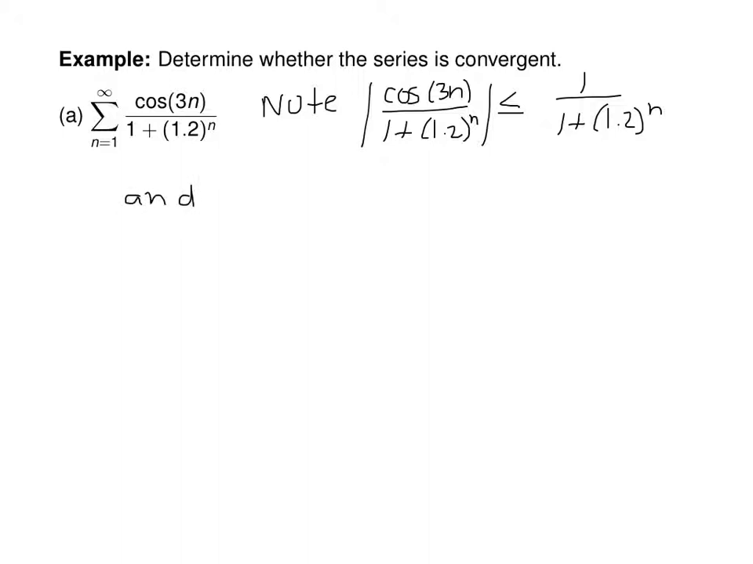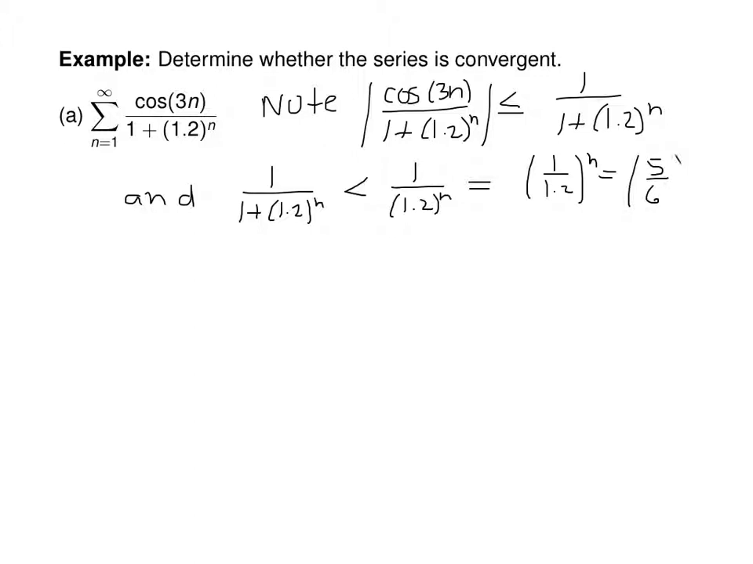And then also, 1 over 1 plus 1.2 to the n is less than 1 over 1.2 to the n, which is the same thing as 1 over 1.2 to the nth power. And 1.2 is 6/5. This actually is 5/6 to the n. That's because what we really have is 1 divided by 6/5, which is actually 5/6.